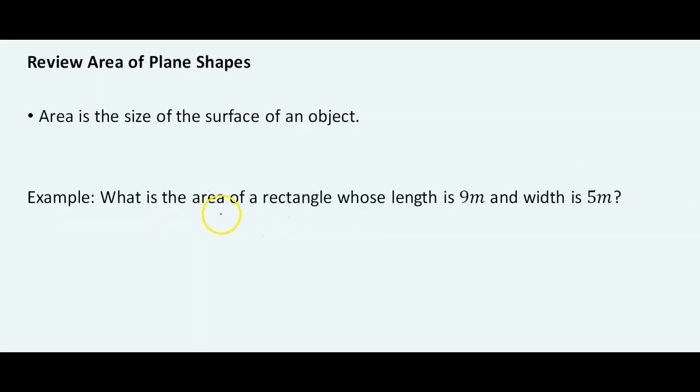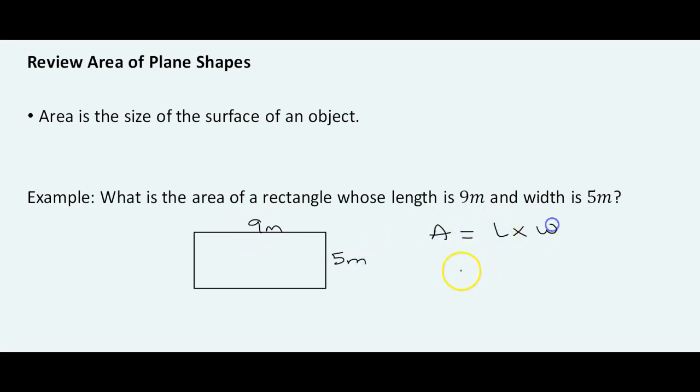So how do we find the area of a shape? The area is generally the size of the surface of an object. Usually area applies to two-dimensional objects. So if we look at a rectangle, the question here is, what is the area of a rectangle whose length is 9 meters and the width is 5 meters? So your area here is length multiplied by width, which is 9 multiplied by 5, and you're going to get 45 square meters.